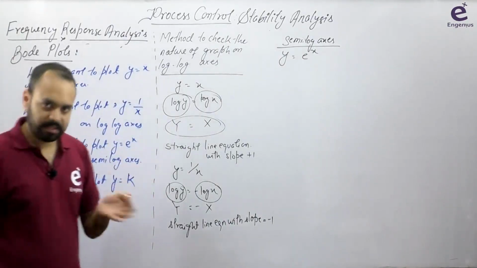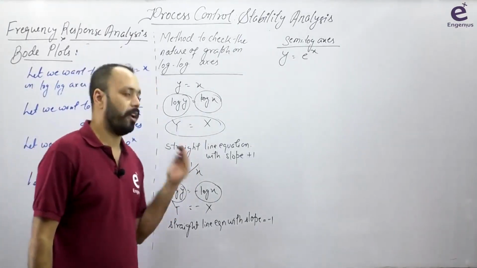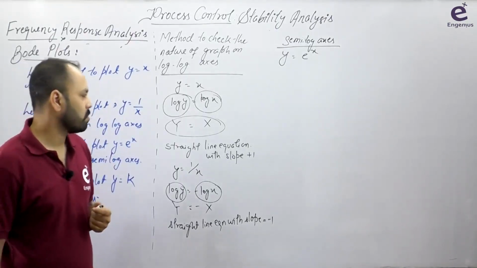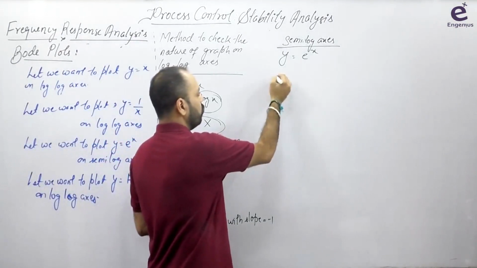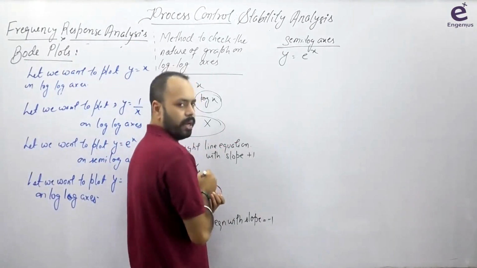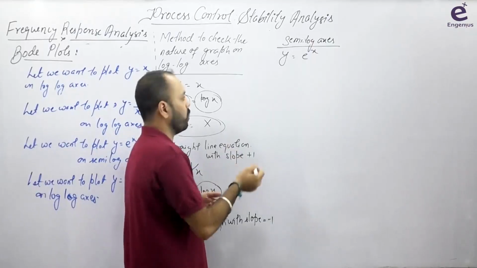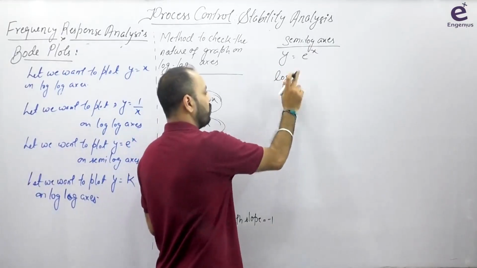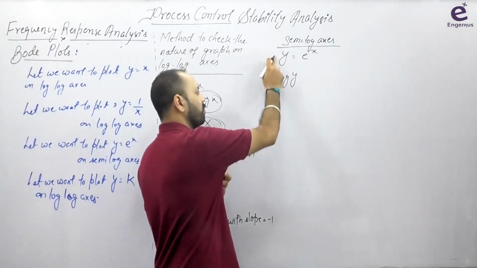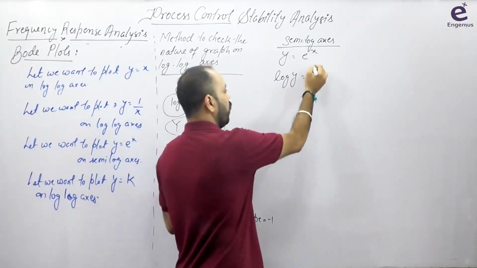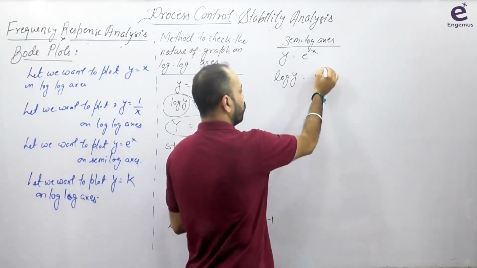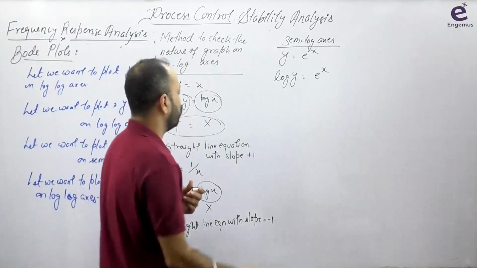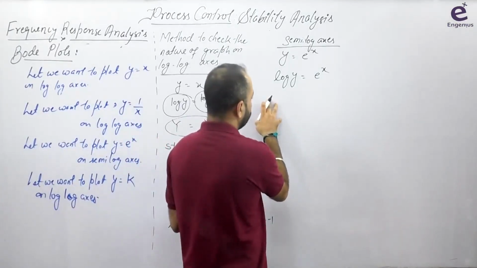But in semi-log axis also there can be two cases. Y-axis is logarithmic, x-axis is Cartesian. Or y-axis is Cartesian, x-axis is logarithmic. So there will be various cases. Suppose in this case we have the y-axis as the logarithmic axis and the x-axis as the Cartesian axis. So how is the graph going to look? You take log on one side only, since this is semi-log. Y-axis is the logarithmic axis, take log, and this one is e raised to the power x. Fine. So can I write this as log of y is equal to e raised to the power x?